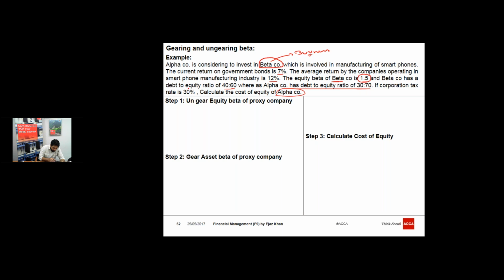If you look at this information, beta company has a debt to equity ratio of 40:60. It means 40% of its capital is debt and 60% of its capital is equity. On the other side, alpha company has a debt to equity ratio of 30:70. That is, its total capital will have 30% of debt and 70% of equity. Now my question to all of you is, which of these two companies will have higher financial risk?